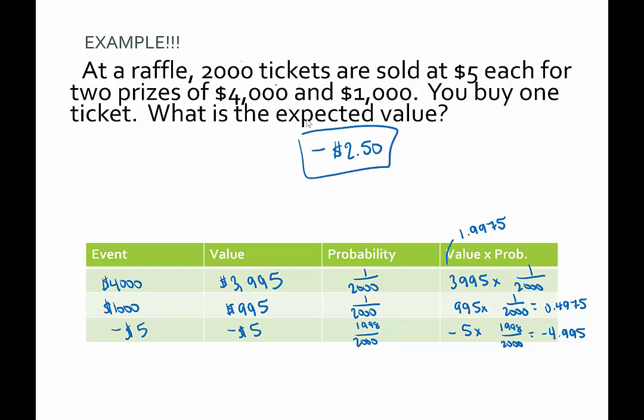So, I mean, it's a raffle. It's probably for a good cause. You can donate $5 to whatever, but your expected value at the end of the day, at the end of the raffle, is minus $2.50. These have been examples of expected value.